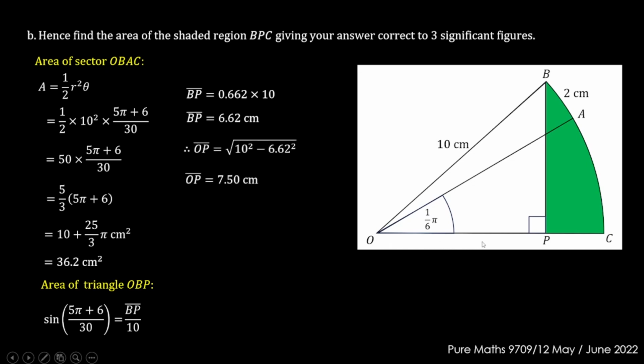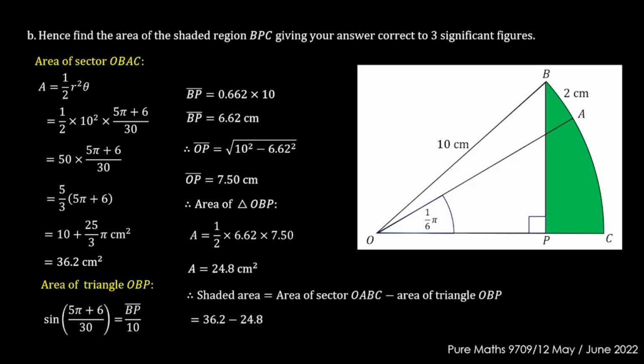By Pythagoras, we can find the length OP here, and that is the square root of 10 squared, which is the hypotenuse, minus 6.62 squared, and OP will be 7.5 centimeters. Therefore, the area of the triangle OBP is half times the base times the height, and that will give us 24.8 square centimeters. Therefore, we can calculate the shaded area.